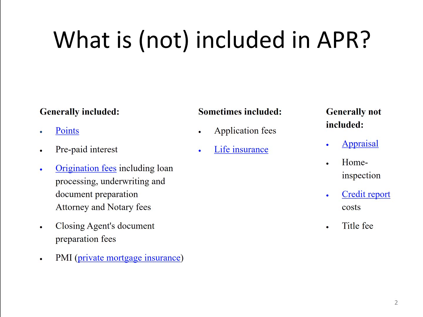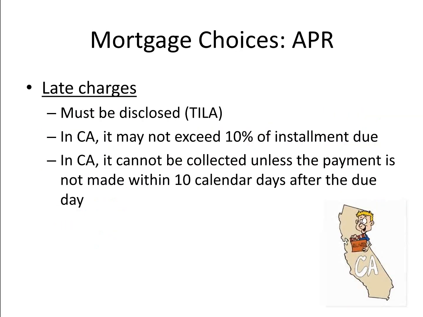It also includes prepaid interest, origination fees, including loan processing, underwriting, and documentation preparation fees, and attorney fees, closing agent document preparation fees, and private mortgage insurance. Sometimes loan application fees and life insurance are also included. But generally, appraisal fees, home inspection, credit report costs, and title fees are not included in the annual percentage rate.